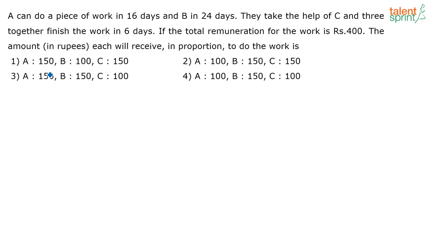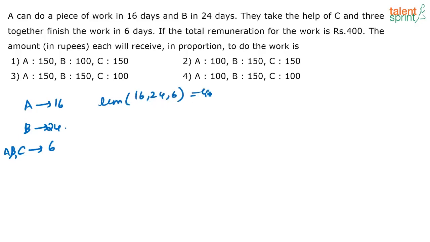So what is given here? A takes 16 days to finish a work, B takes 24 days to finish the work. With the help of C, all three of them put together are finishing the work in 6 days. So what is the LCM of 16, 24 and 6? That is nothing but 48.